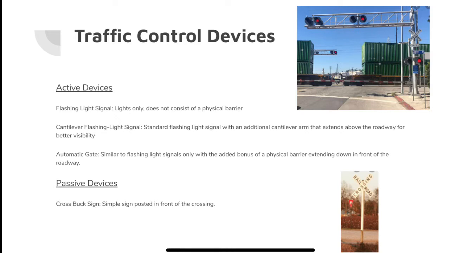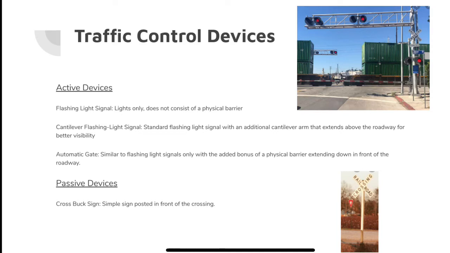how engineers try to mitigate those risks is through traffic control devices. There are two main types of TCDs when it comes to railroad crossings, and that's active and passive devices. Active devices are your flashing lights, your cantilever arm that drops down, and your automatic gate, and those are to prevent people from crossing the track. These are triggered through sensors set a certain distance away on the highway and the railroad, which I'll mention a little in the next slide. But those are the three types of active TCD devices.